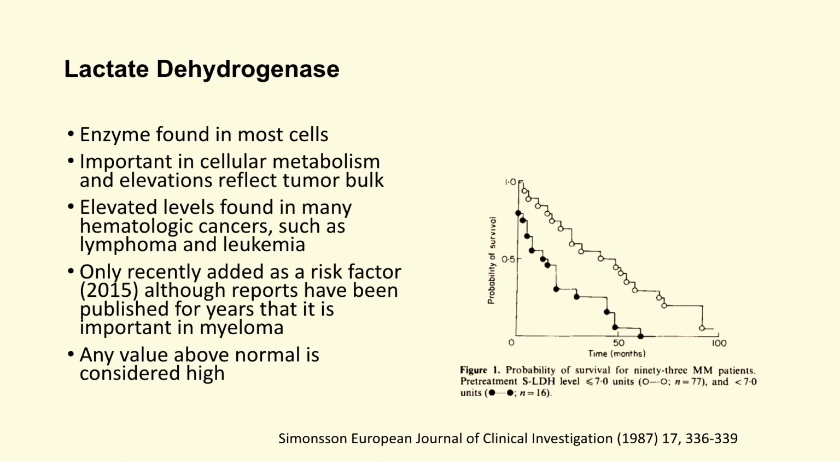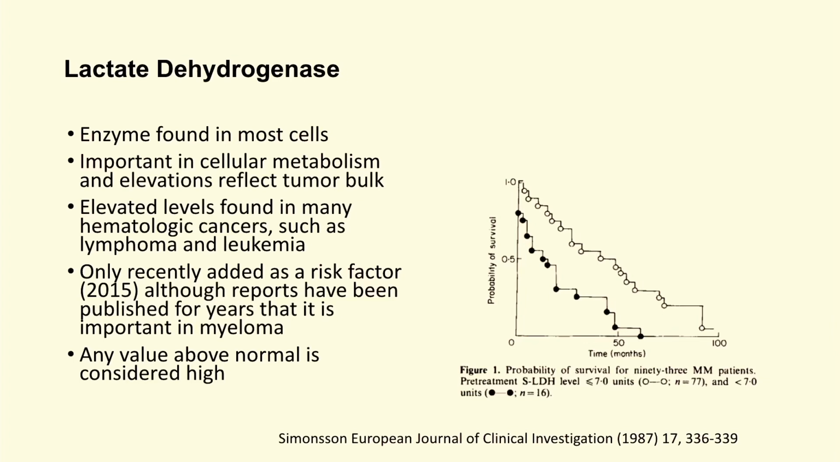Now, what is lactate dehydrogenase? It's an enzyme that all cells have, and it's basically something that's involved in cell metabolism and cell turnover. So if you have a lot of cells growing, you have a lot of LDH. And we've known again for a while that in lymphomas and leukemias, it's an important factor to check. Is it high or normal?